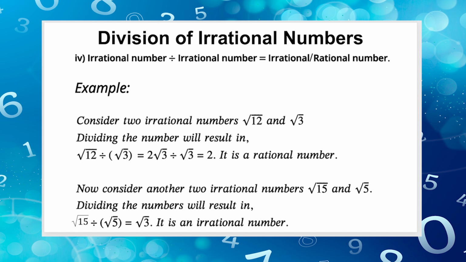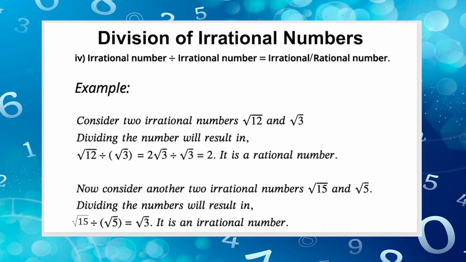Students, after observing addition, subtraction and multiplication of irrational numbers, let us observe division of irrational numbers. On dividing root 12 by root 3, root 12 can be written as 2 root 3. So, the question becomes 2 root 3 divided by root 3. Root 3 will be cancelled by root 3 and finally you will get 2, which is a rational number.